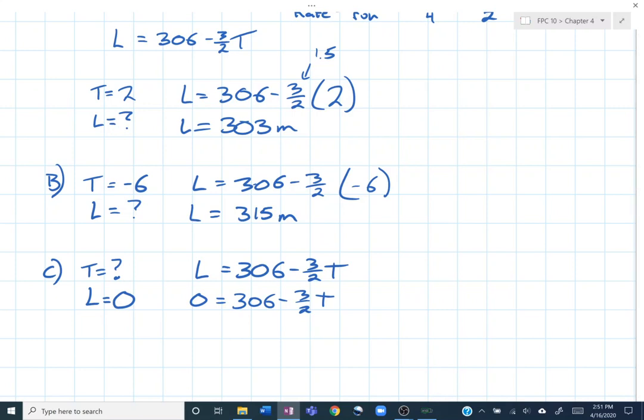Okay, so now I've got some algebra that I'm going to need to do so that I can isolate T, and then T will be how much time. So again, to get T all by itself, I'm probably going to have to move this 306 first, but it doesn't really matter. Yeah, let's move the 306 first, just so we can be consistent. I have a positive 306, so if I subtract 306 from both sides, -306, what I end up with on this left-hand side is -306, and on the right-hand side, if I combine like terms, I've got a positive 306 and a negative 306, and that's 0. So I'm left with a -3/2 T.